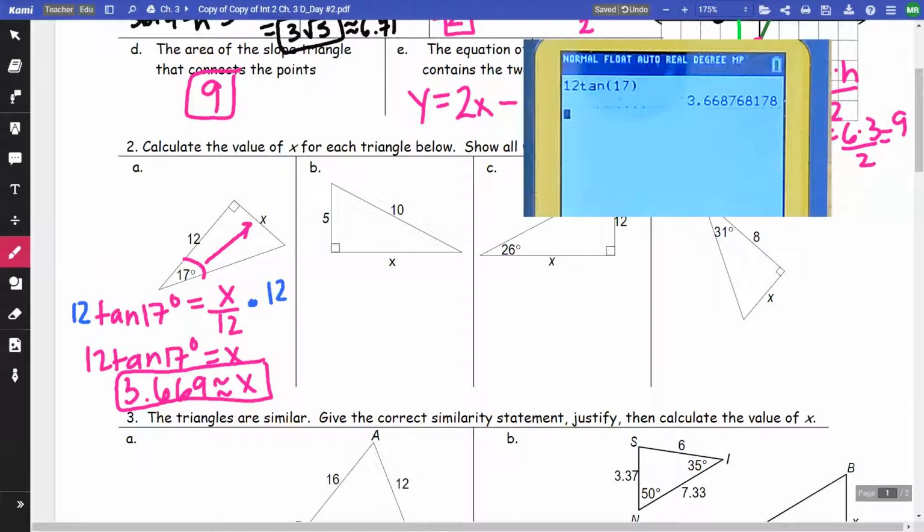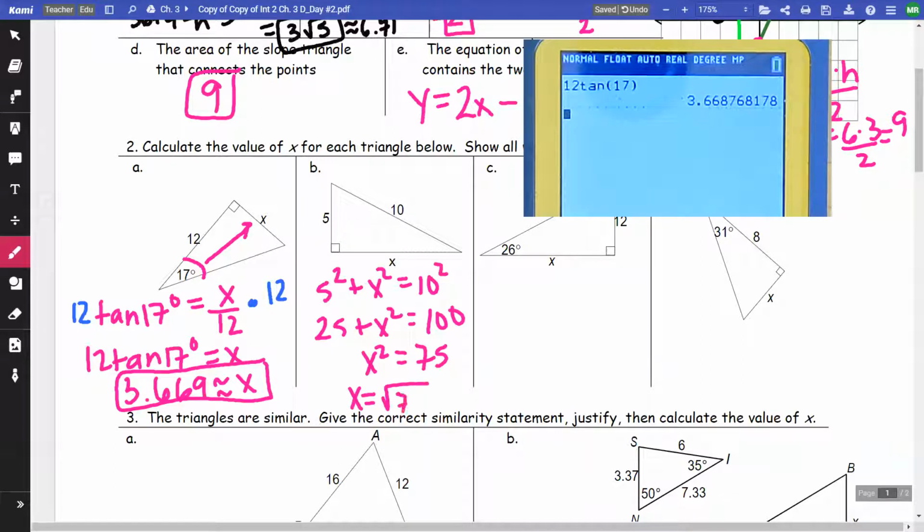Now on the next one, I'm going to actually use Pythagorean because I have 2 sides of a right triangle and I need to find the third. So I'm going to go 5 squared plus x squared equals 10 squared. So I'm going to have 25 plus x squared equals 100. I'm going to minus 25. So I get x squared is equal to 75. I'm going to take the square root of that. And the square root of 75, it's a 25 times 3. So I can actually write it as 5√3. If you wanted to put that in as a decimal, the square root of 75 is about 8.66.